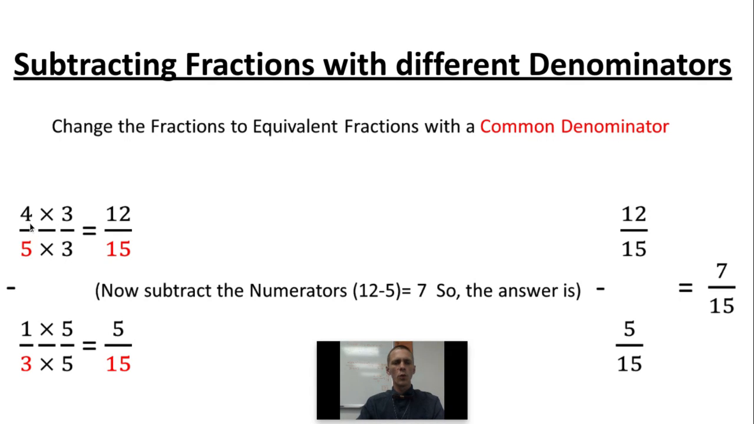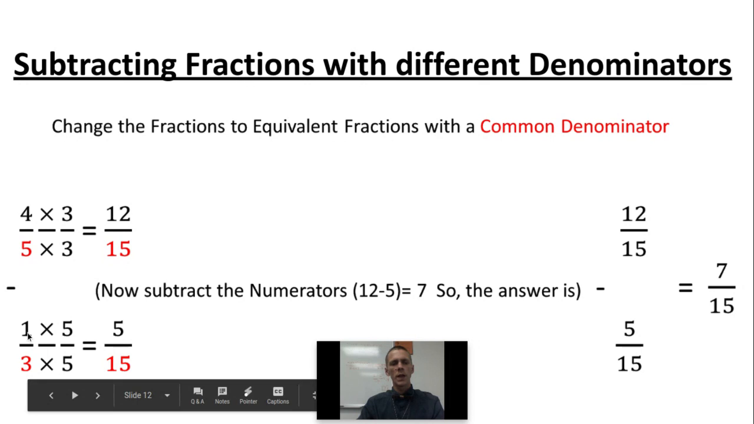So we're going to take this 4 and multiply it by 3. So 4 times 3 will give us 12. So our fraction is raised to 12 over 15. Now we're going to go to the bottom and raise this fraction.